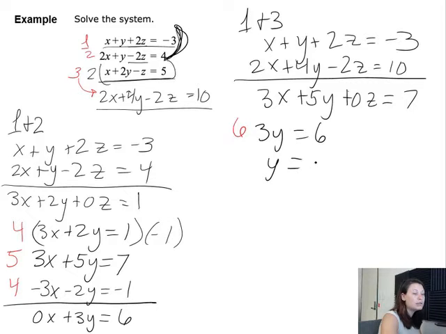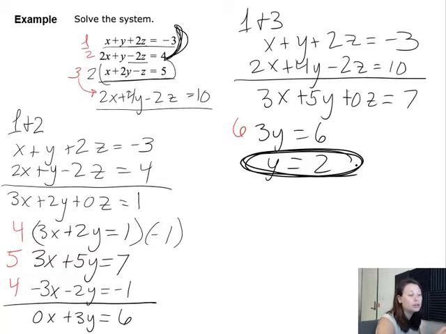So that means y is equal to 2. We have our first solution. So now we kind of work backwards, okay? We can go back to 4 and 5, right? Because we have 6 here. So we can use either 4 or 5 to plug in for y to find x.